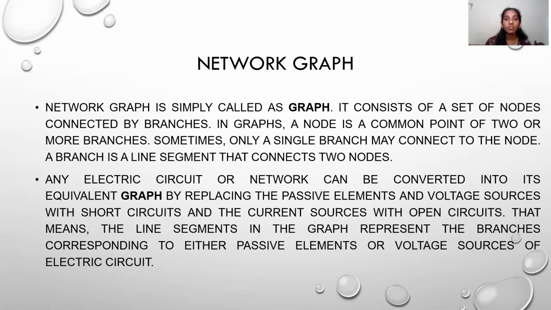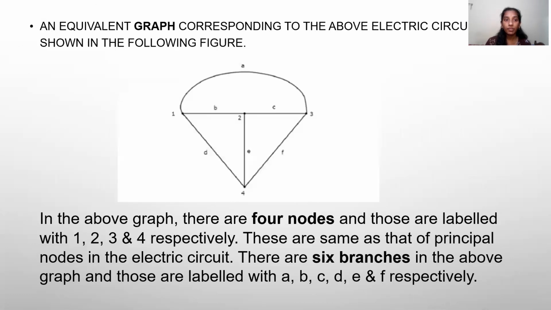Let's draw a graph for the following circuit. This is an equivalent graph corresponding to the above electric circuit, as shown in the figure. This graph contains four nodes, which are 1, 2, 3, and 4 as given in the electric circuit, and contains six branches A, B, C, D, E, and F. In these branches, the current source is open circuit and the voltage source is short circuit.